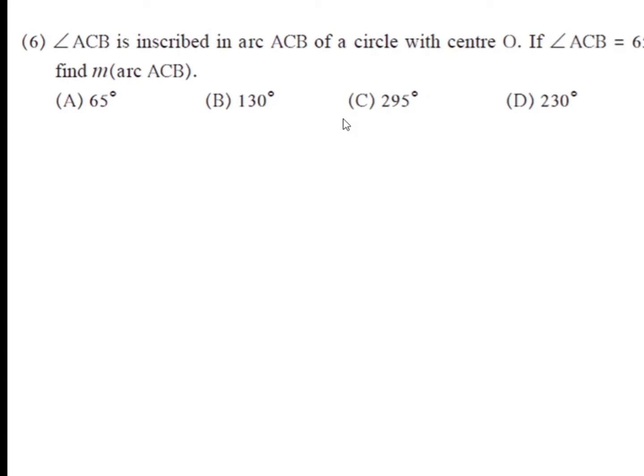Hello friends, today let us solve some multiple choice questions based on the topic circle. Next question is: angle ACB is inscribed in arc ACB of a circle with center O. If angle ACB is equal to 65 degree, find the measure of arc ACB. Again, four options are given.